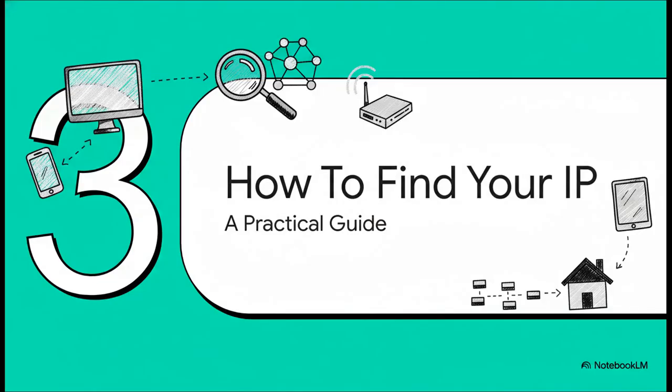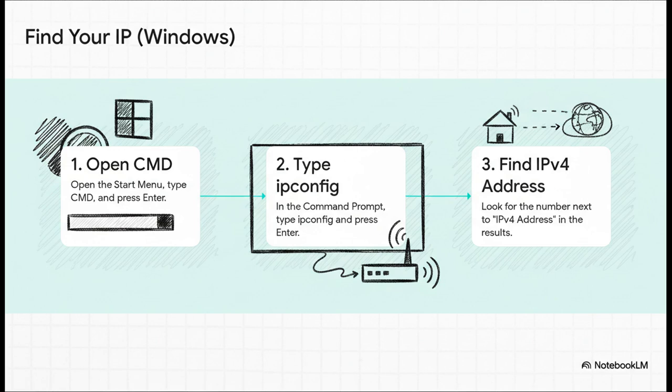Okay, enough theory. Let's get a little more practical. You can actually find your device's current local IP address in just a few seconds. So if you're on a Windows computer, finding it is super simple. Just open up the command prompt, type ipconfig, and hit enter. And if you're on a Mac, don't worry, it's basically the same thing in the terminal, but you'll use the command ifconfig. Either way, that number you see next to IPv4 address, that's your digital home address, at least for this session.